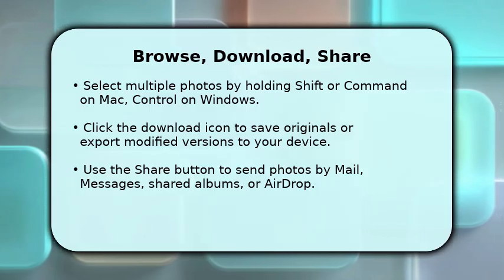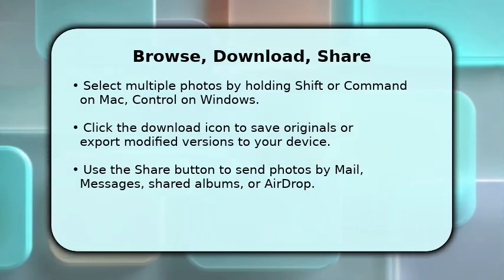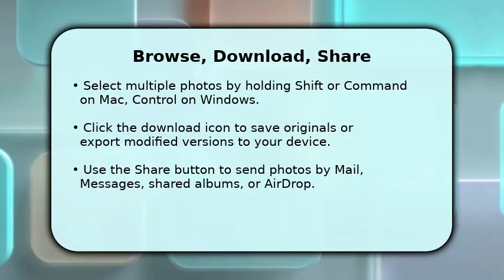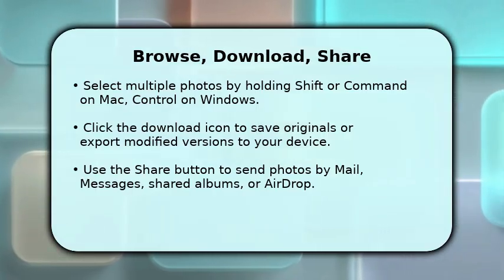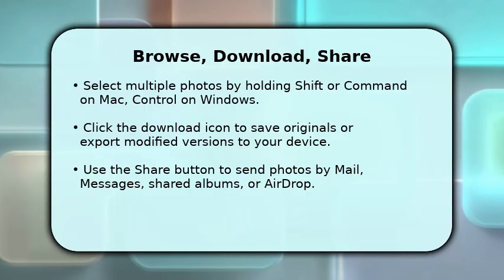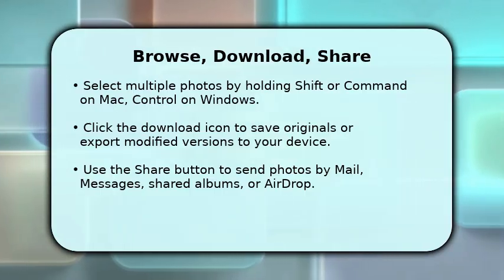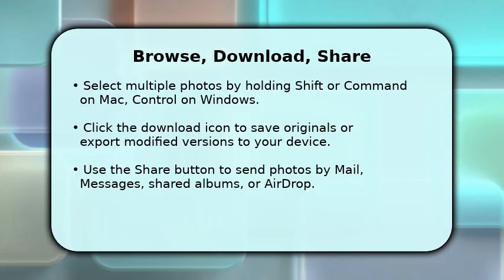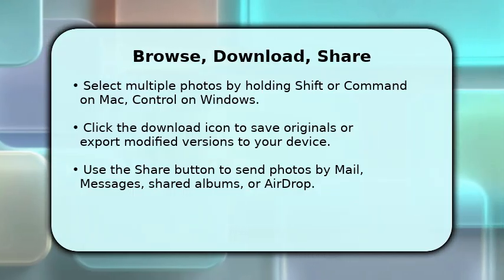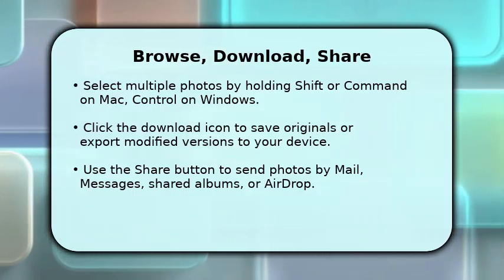Drag the timeline or use the left-right arrows to move between images quickly. Select multiple photos by holding Shift or Command on Mac, Control on Windows. Click the download icon to save originals or export modified versions to your device. Mark favorites by clicking the heart so you can find them in the Favorites album.